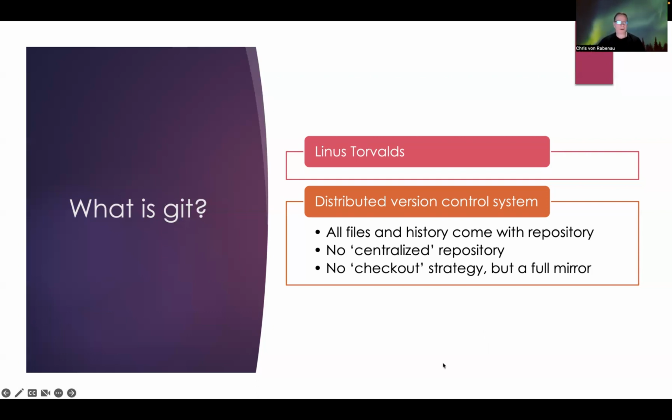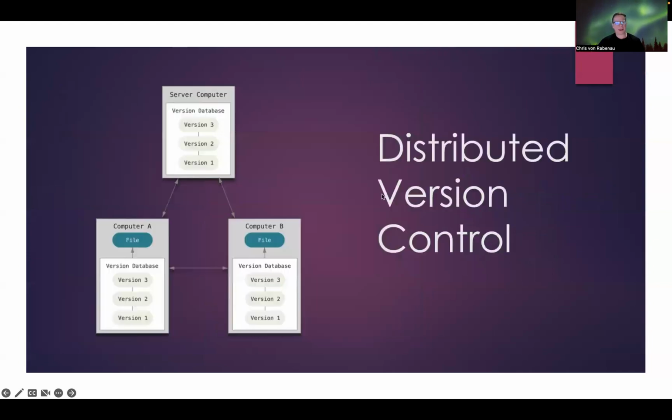So we've got a distributed version control system, and what does that look like now? If we go back and look here, this image is taken right from the Git documentation, and I have an issue with it because it creates this illusion that people have about GitHub. There is no server computer in a distributed version control system.